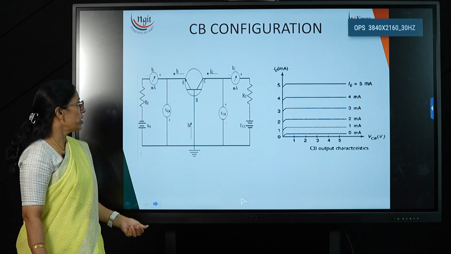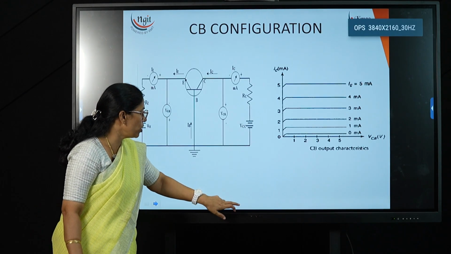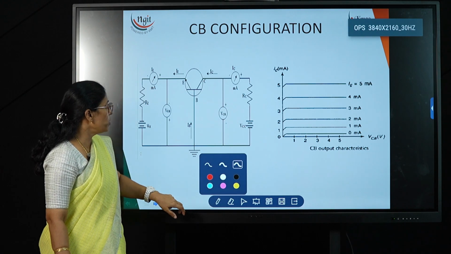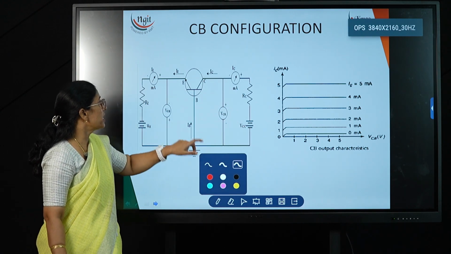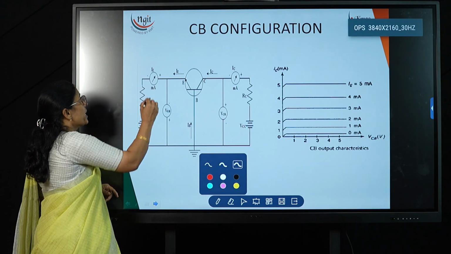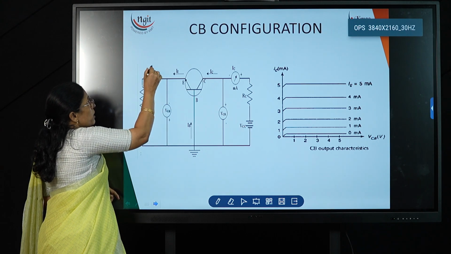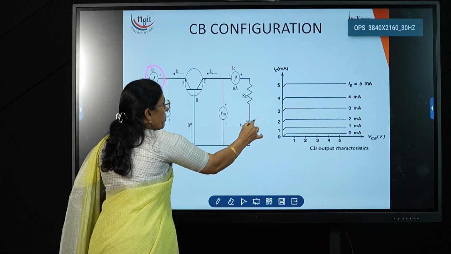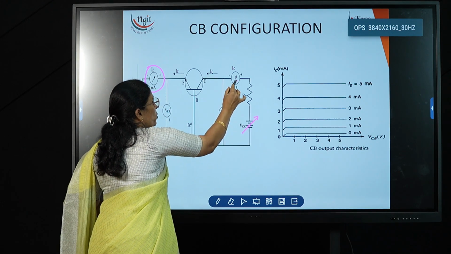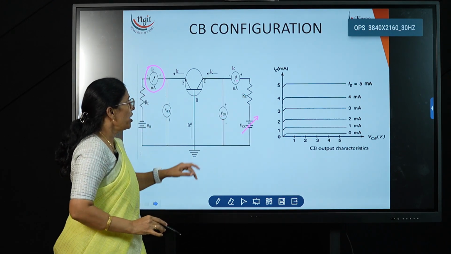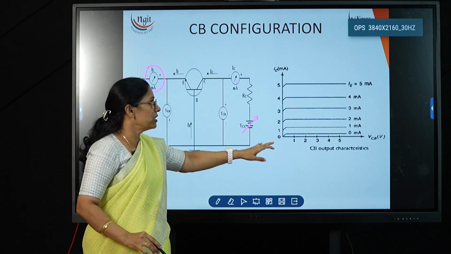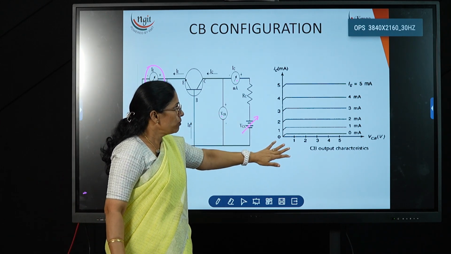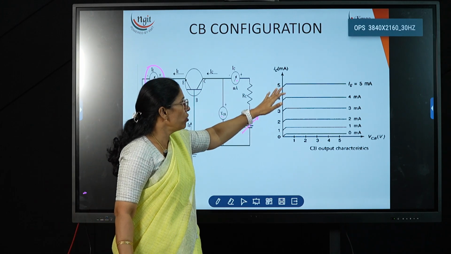Next, output characteristics. How do we obtain the output characteristics? Keep the input current constant, and vary the output supply and observe the output current and output voltage. And for this, if you plot all these values, then the graph looks like this.